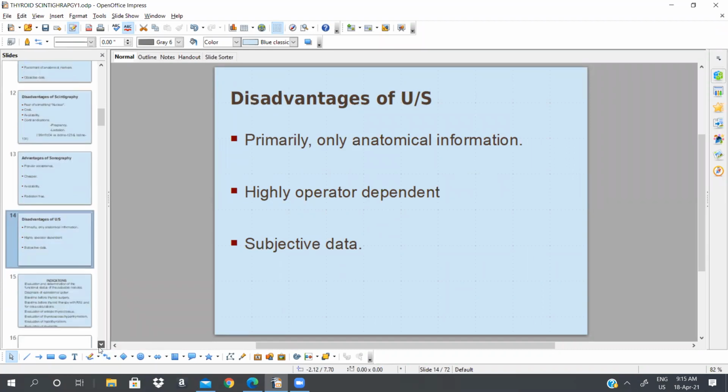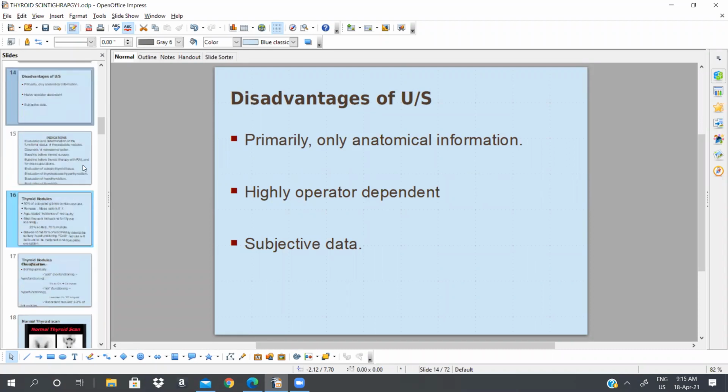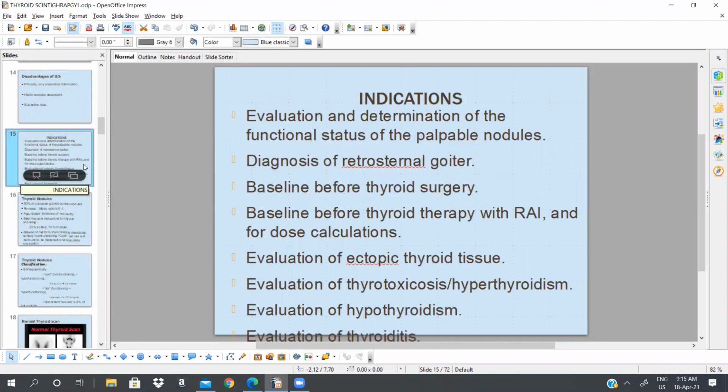Okay, so let's go to what are the indications in nuclear medicine for thyroid disease. Evaluation and determination of the functional status of a palpable nodule. A patient came to you telling you that he has a mass on his anterior neck and you feel a nodule. So to know what kind of nodule this is, hot or cold or multinodular goiter, nuclear medicine can differentiate, and I will show you scenarios about this. Also, to confirm the retrosternal extension of a thyroid gland, we call it retrosternal goiter.